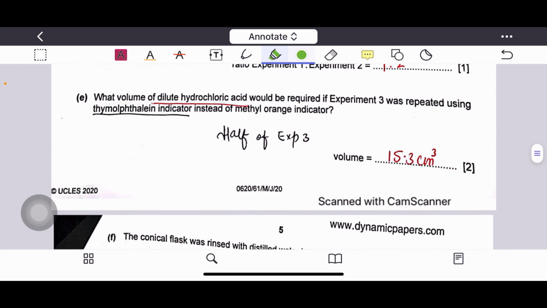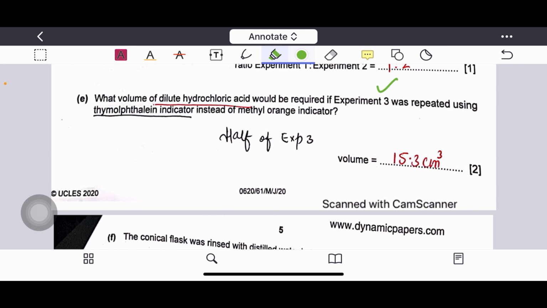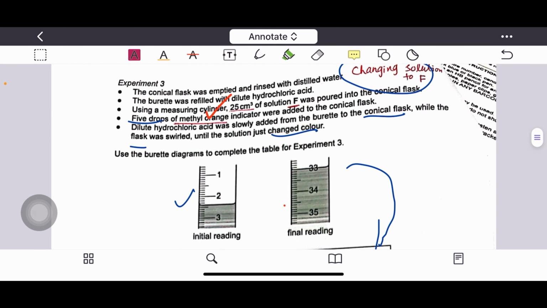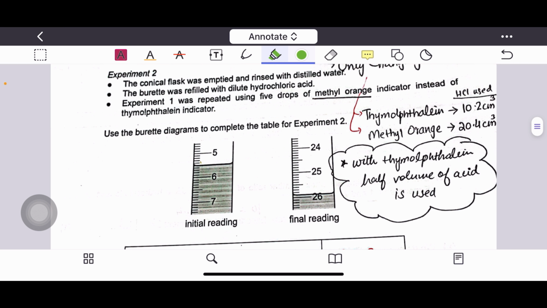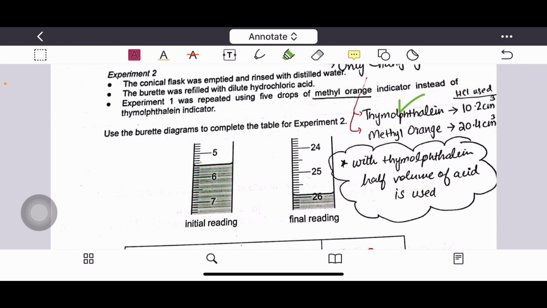Question E. What volume of dilute HCl would be required if experiment 3 was repeated using thymolphthalein indicator instead of methyl orange indicator? Now this question will take help from the first experiment. We knew before that thymolphthalein used half the volume of acid. So here we have to use the same comparison because we are using the indicator thymolphthalein again in experiment 3.